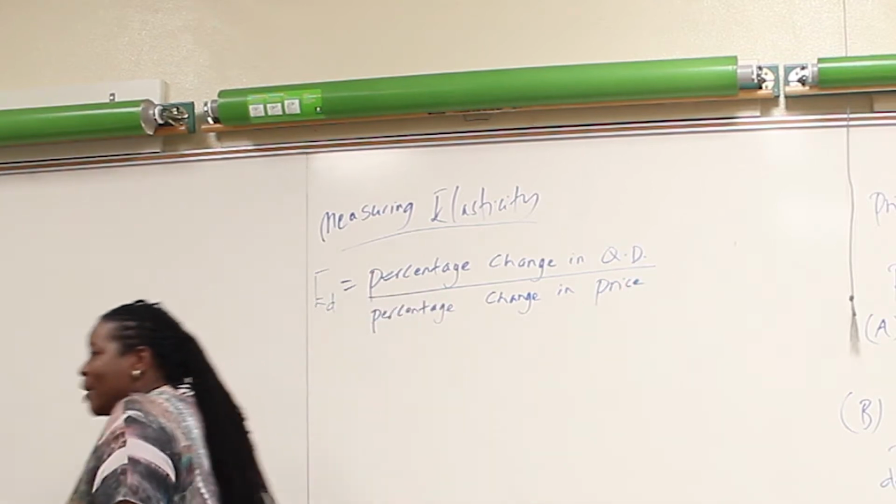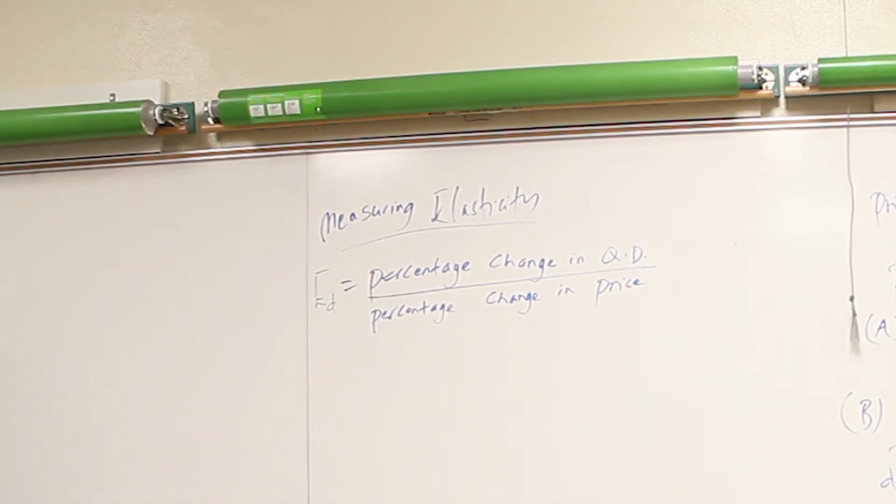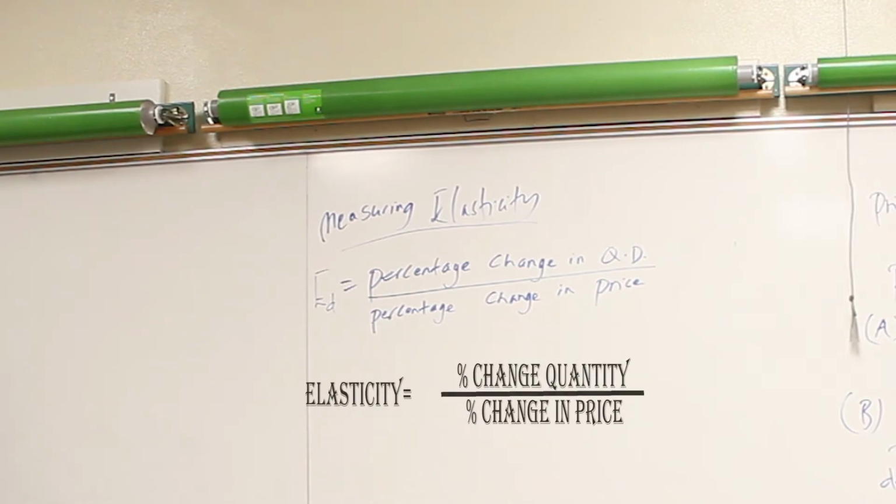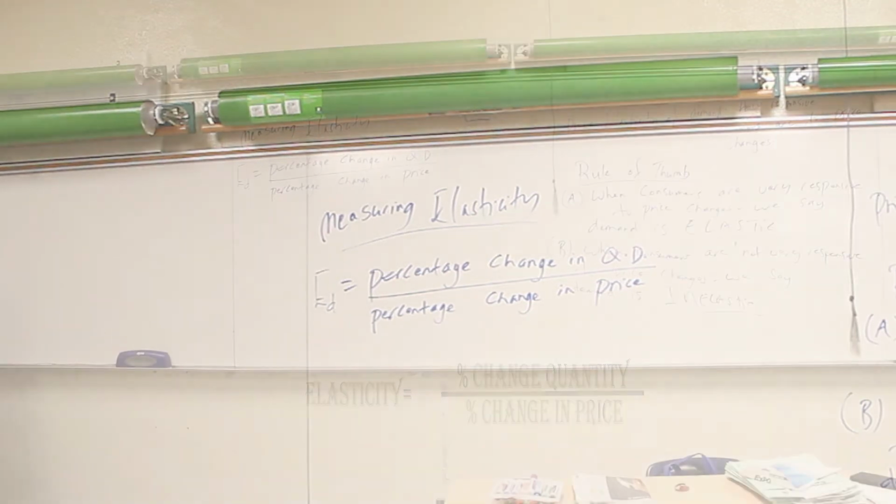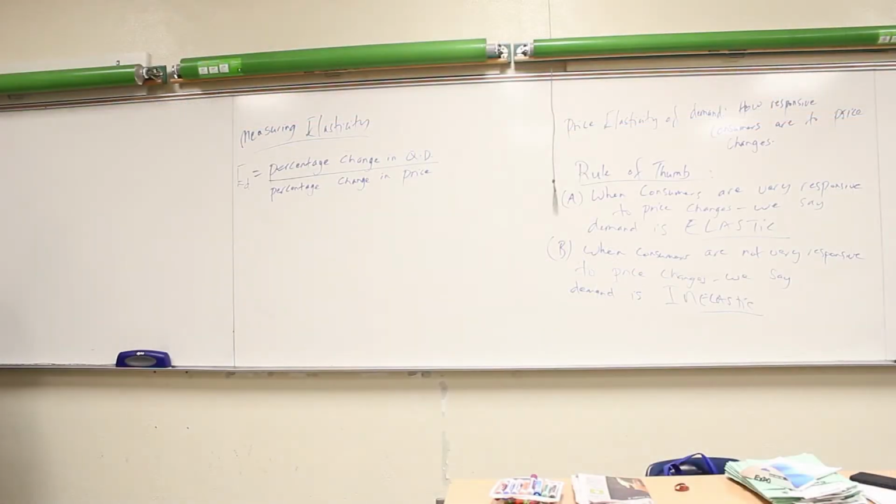So, you want to measure elasticity. E of D is the percentage change in quantity demanded. You're going to divide that by the percentage change in price. Now, you use percentage change all the time. You're probably just not aware that you're using it. And I'm going to identify how exactly you apply it to elasticity.